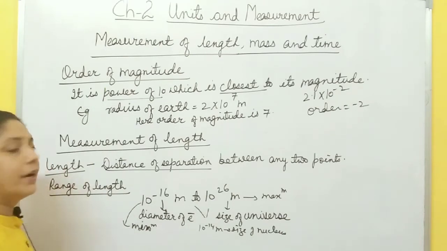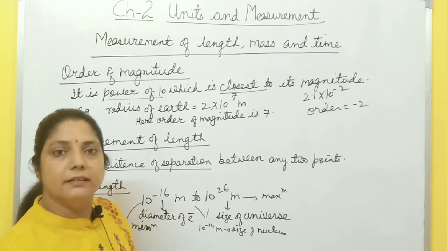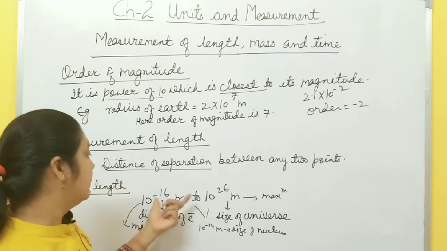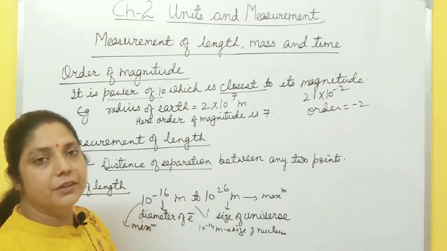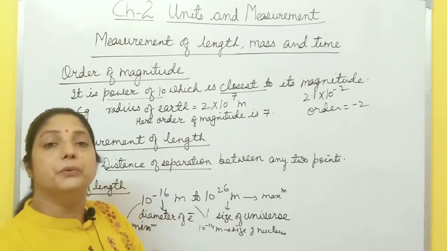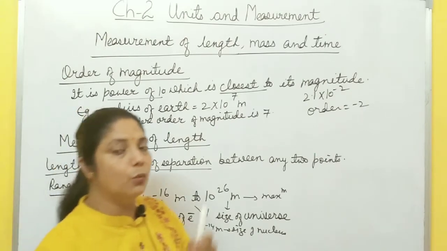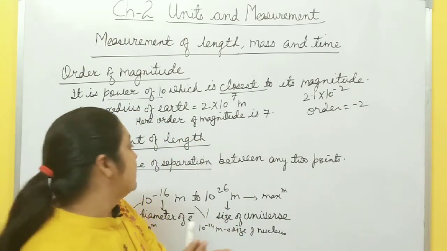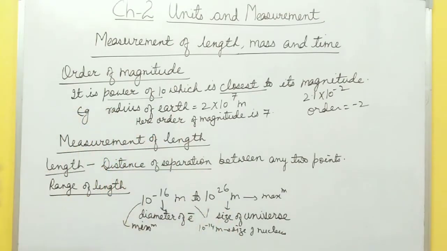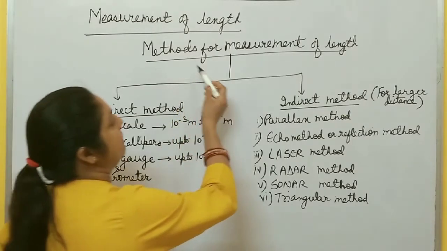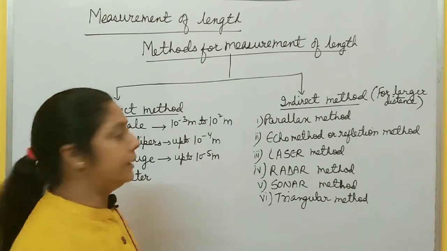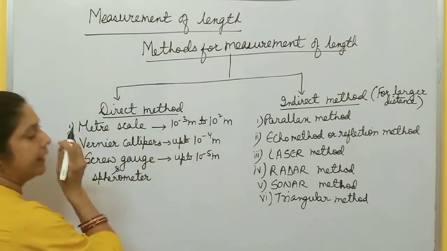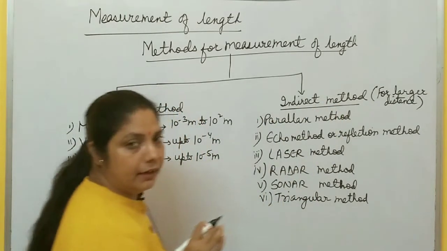So now, what are different methods to measure this range, 10 to the power minus 16 meter to 10 to the power 26 meter? There are 2 main methods to measure length. One is direct method, another one is indirect method. So please take a screenshot of this one first. Now, methods for measurement of length. There are 2 methods. First one is direct method, another one is indirect method.